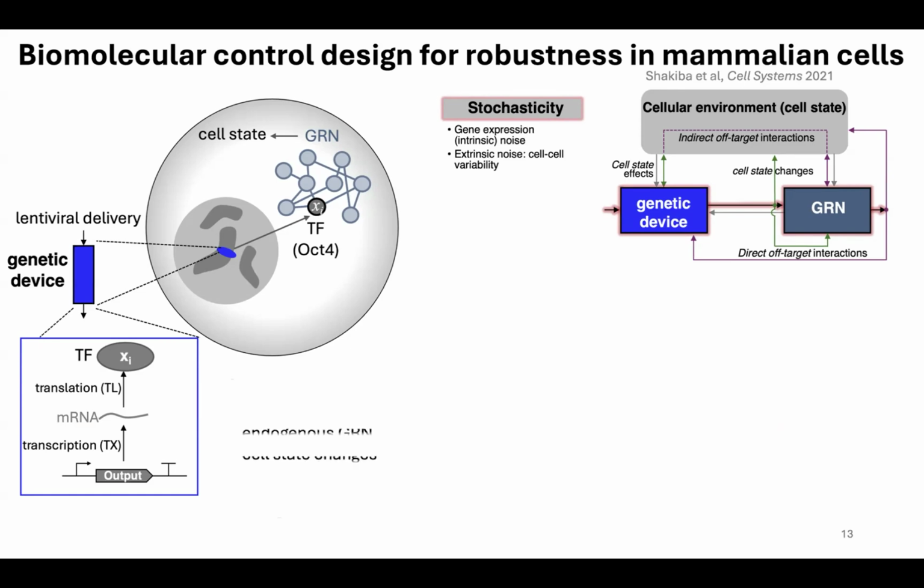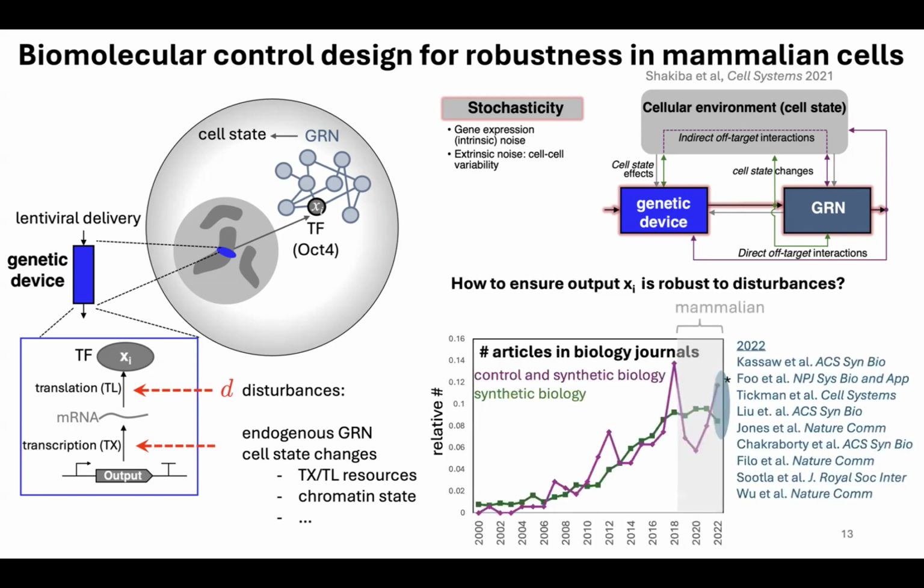Those are disturbances. These disturbances can be regarded as unwanted and unmeasured inputs on your plant, which is the gene expression process, that can affect either translation or transcription. In particular, for transcription, we definitely have the effect of the endogenous GRNet, gene regulatory network. This is controlling the promoter of OX4. We have cell state changes, changes in transcription resources, and changes in chromatin state. All of that is a big set of perturbations on your system. And so how do we ensure that the output Xi is robust to disturbances?